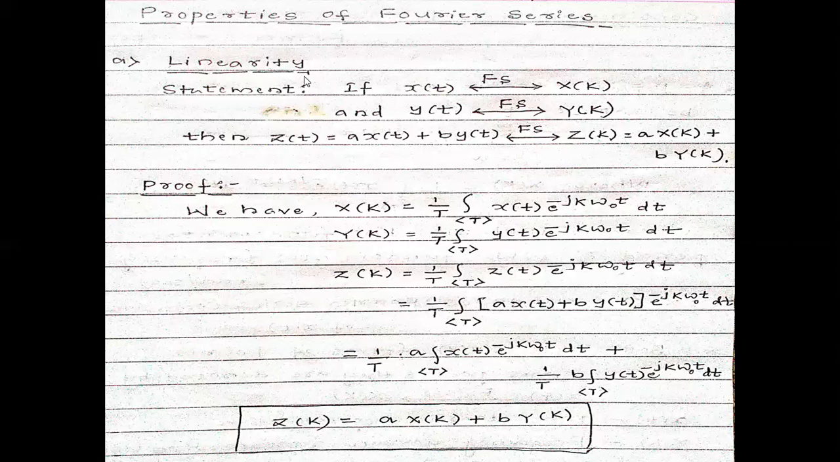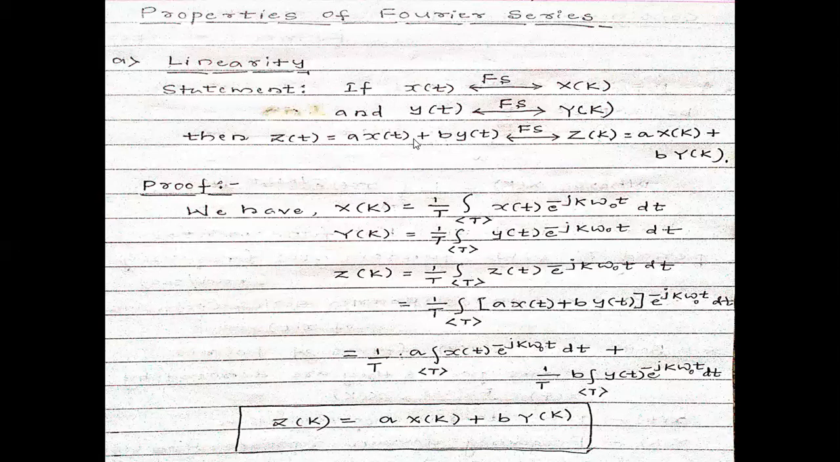Now let us see the statement of linearity. If the Fourier series of x of t is capital X of k, then x of k is in the frequency domain and x of t is in the time domain. The Fourier series is used to transform a time domain signal into a frequency domain signal, and the inverse Fourier series transforms it back to the time domain. Similarly, the Fourier series of y of t is y of k.